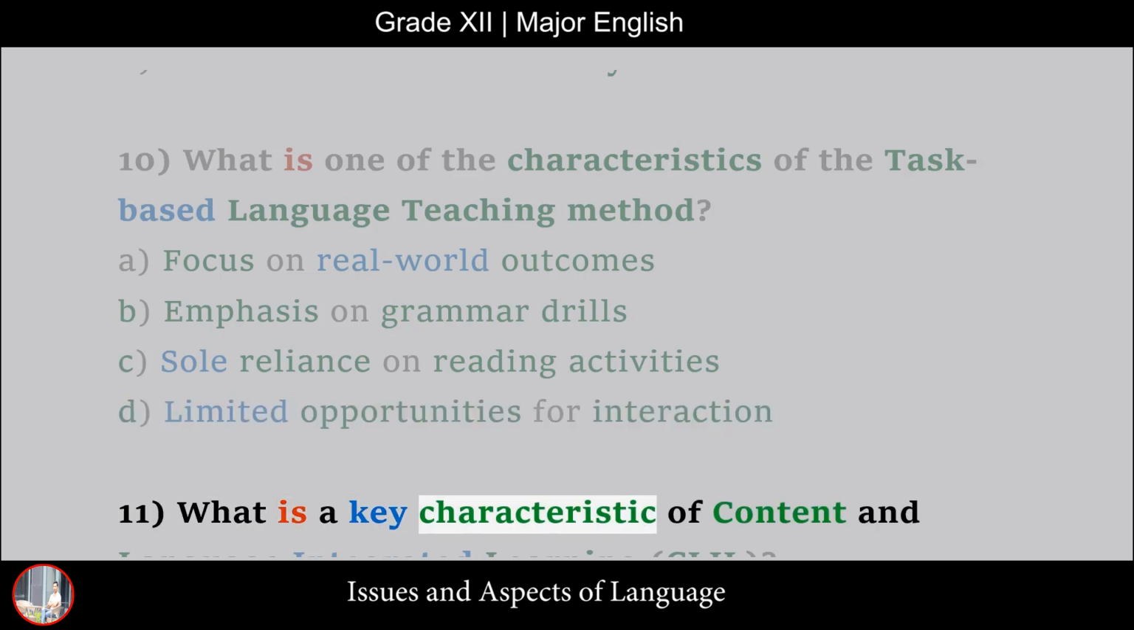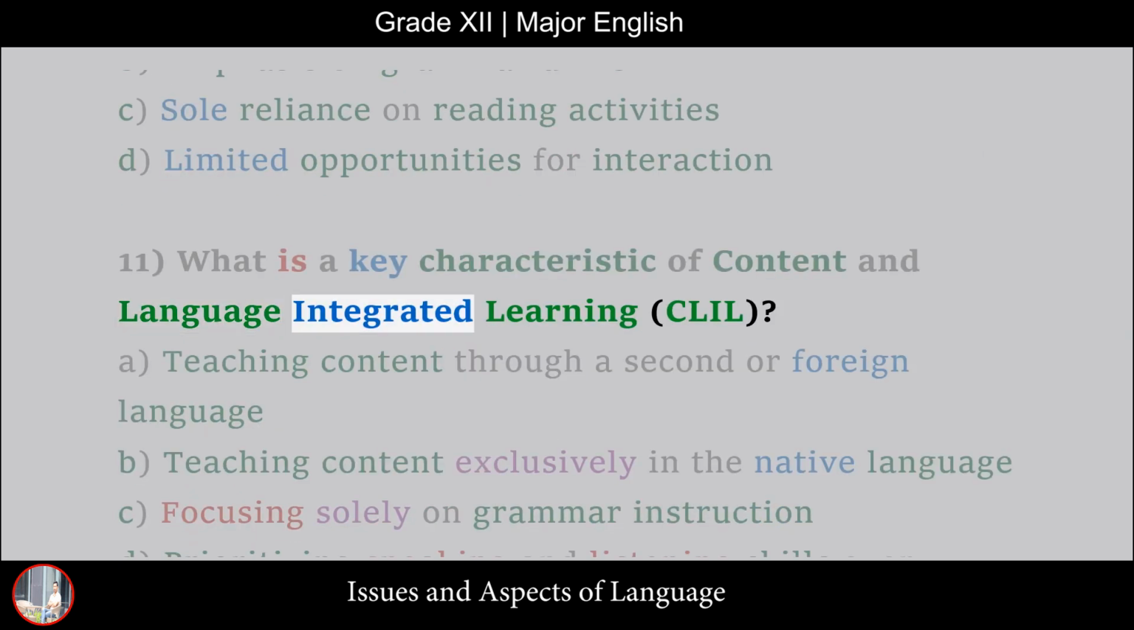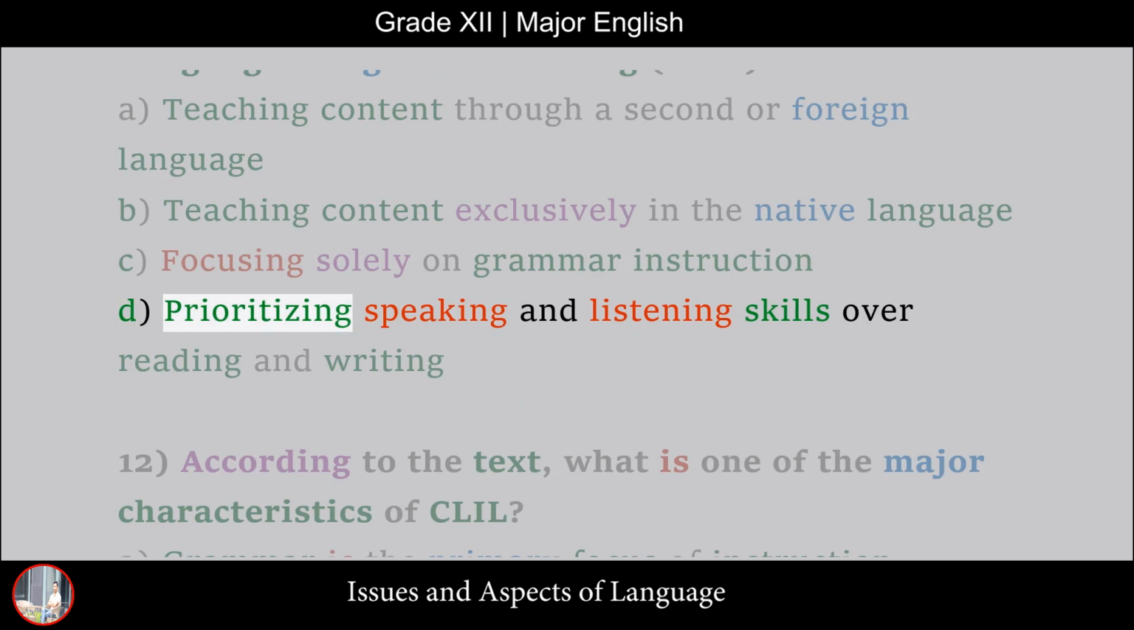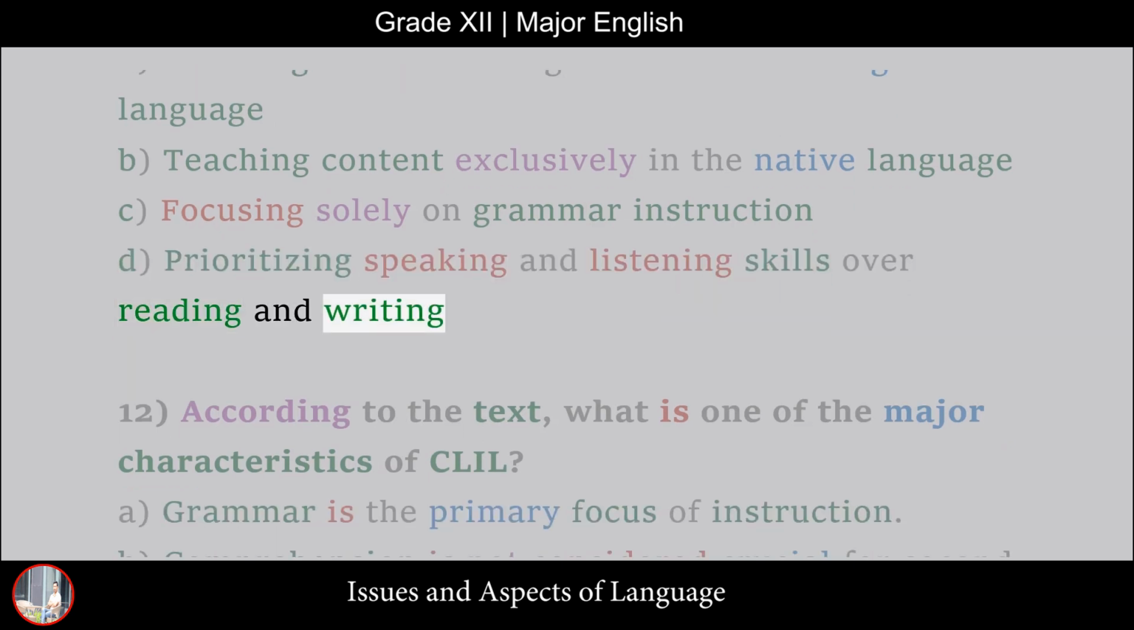11. What is a key characteristic of content and language integrated learning, CLIL? A. Teaching content through a second or foreign language. B. Teaching content exclusively in the native language. C. Focusing solely on grammar instruction. D. Prioritizing speaking and listening skills over reading and writing.